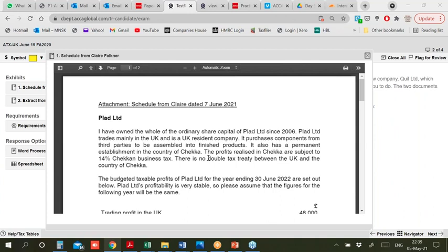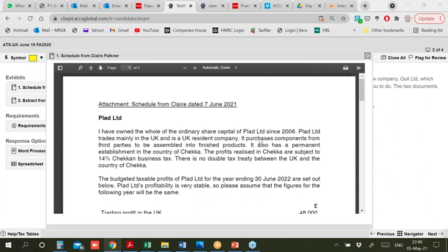Guys, you tell me which statement is correct, the first one or the second one. The DTR is available when there is no double taxation treaty. This is the first statement. Or the DTR is available when there is a double taxation treaty between the countries. First or second one? Quick, guys, which statement is correct? The first one is correct.